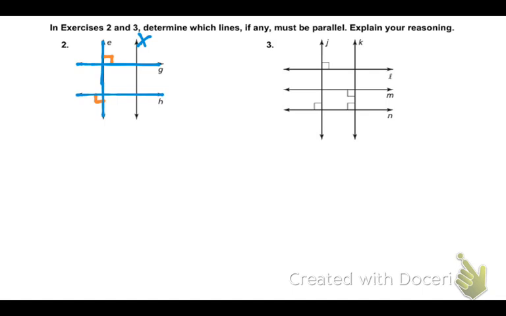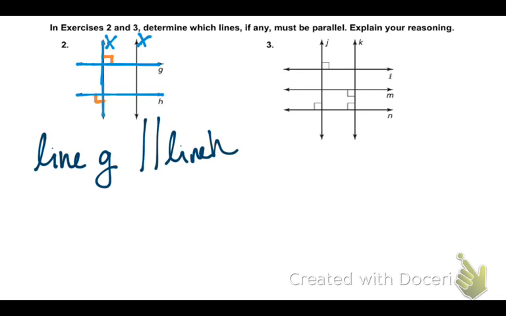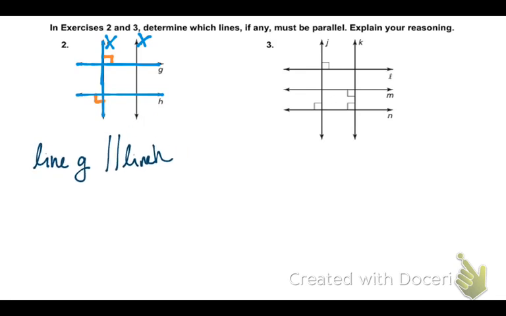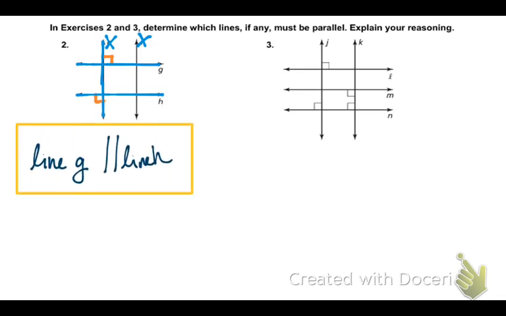Well, what is the only line that would be parallel to F? E. So E can't be a part of our answer either. So what two lines have to be parallel? Yeah, line G, parallel symbol, line H, and that would be our final answer. The next one is a little harder, but nothing we can't handle.